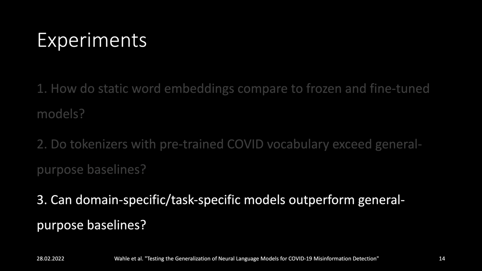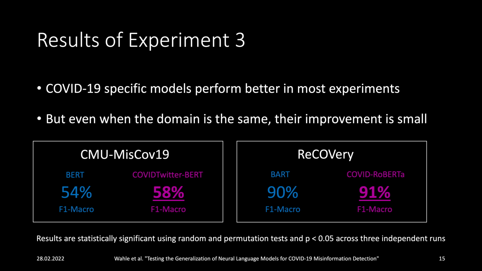Experiment 3 contains the full evaluation of models and datasets. In Experiment 3, we fine-tuned model weights and use a general-purpose tokenizer as a result from Experiments 1 and 2. We observe COVID-19 models perform better in more than 60% of experiments. However, their improvement is small. COVID Twitter BERT only performs 4% better than BERT on the Twitter-based CMU Miss-COVID-19 dataset.